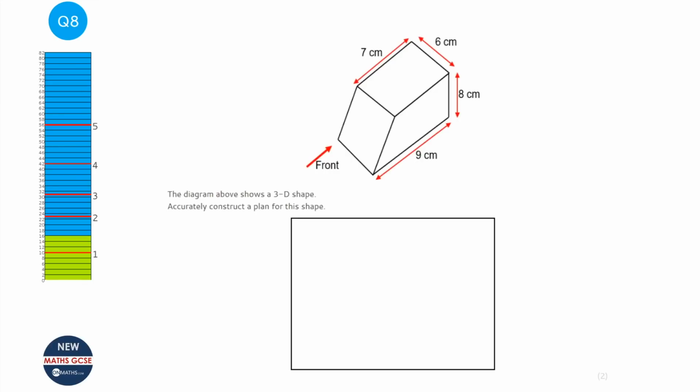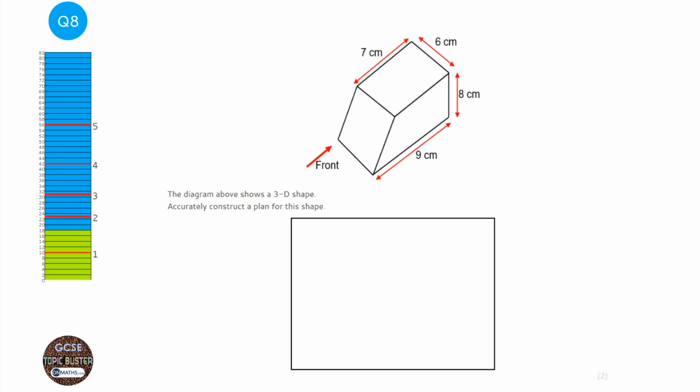When you're asked to do a plan or a front or side elevation, it's important to remember that the diagram you're going to be drawing must be absolutely square on. So there's not going to be any 3D lines at all. It's just going to be 2D shapes like rectangles. Sometimes you have triangles. Occasionally you might get a circle or a semicircle. So let's have a think. What does plan mean? Plan means view from the top.